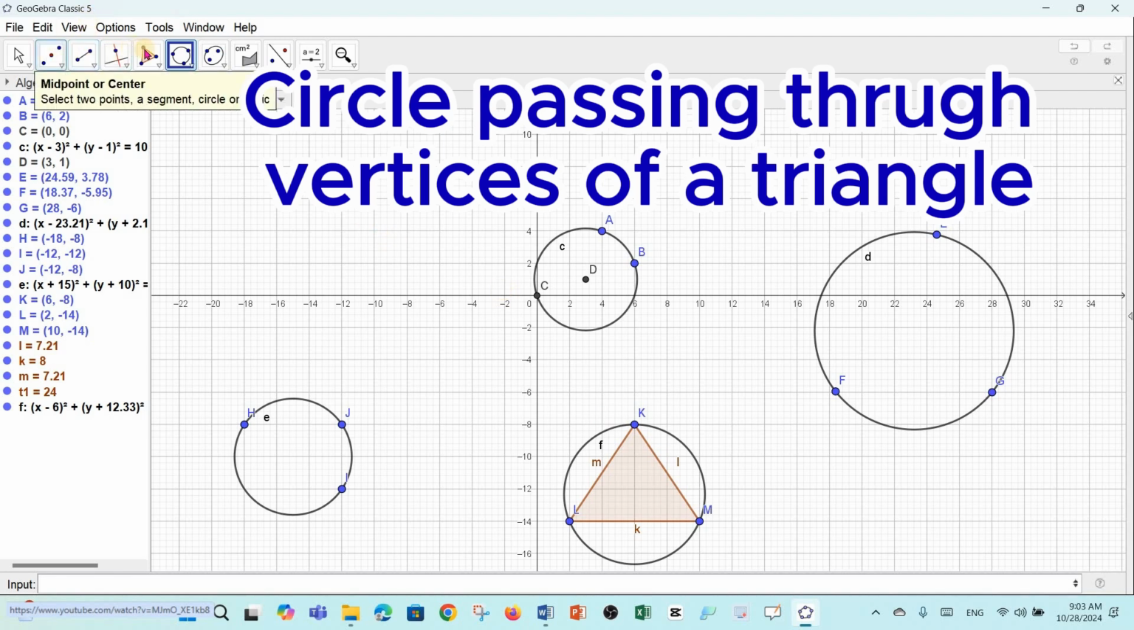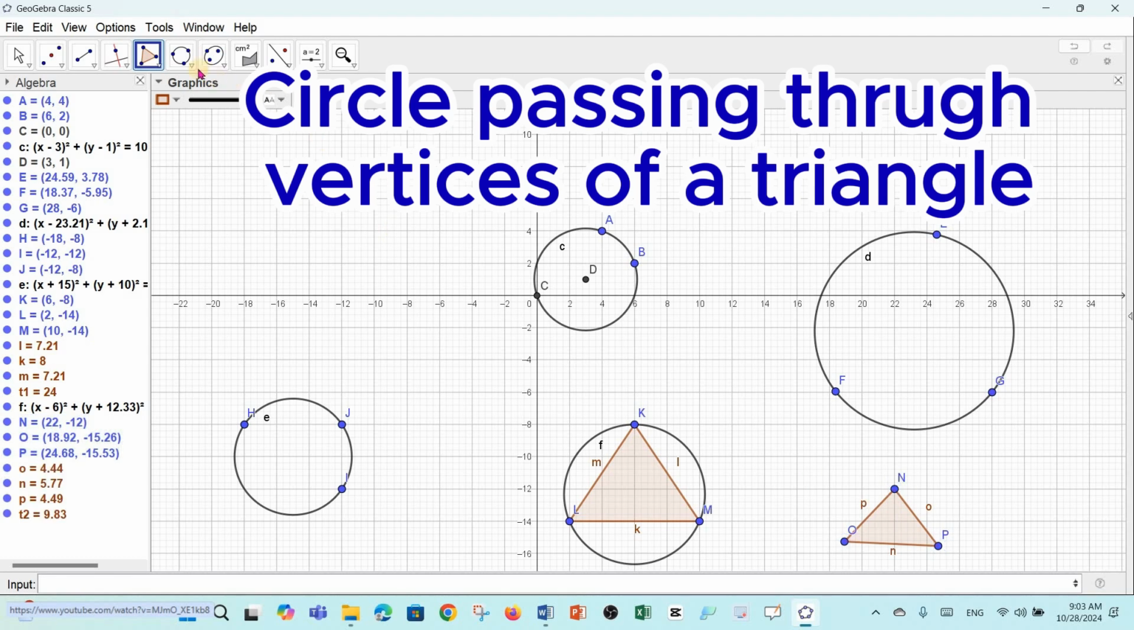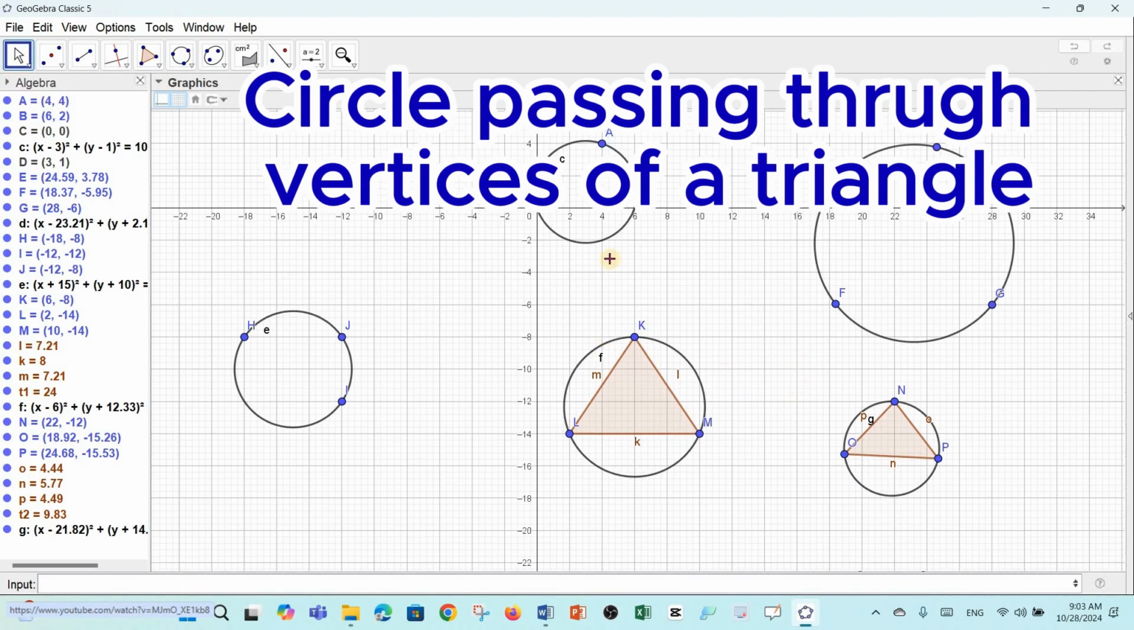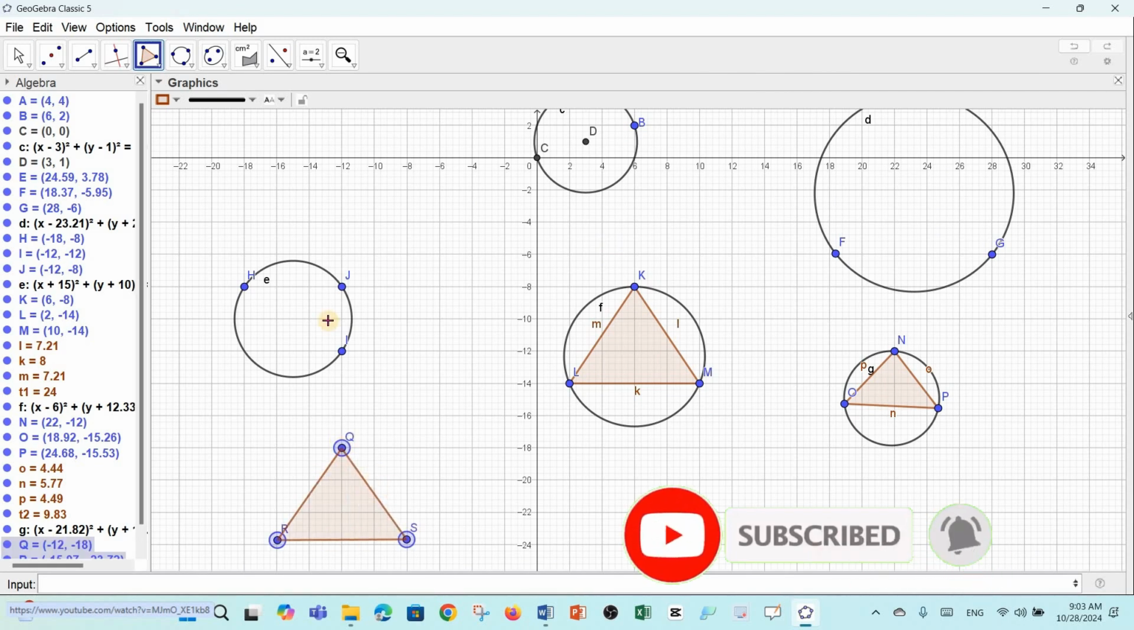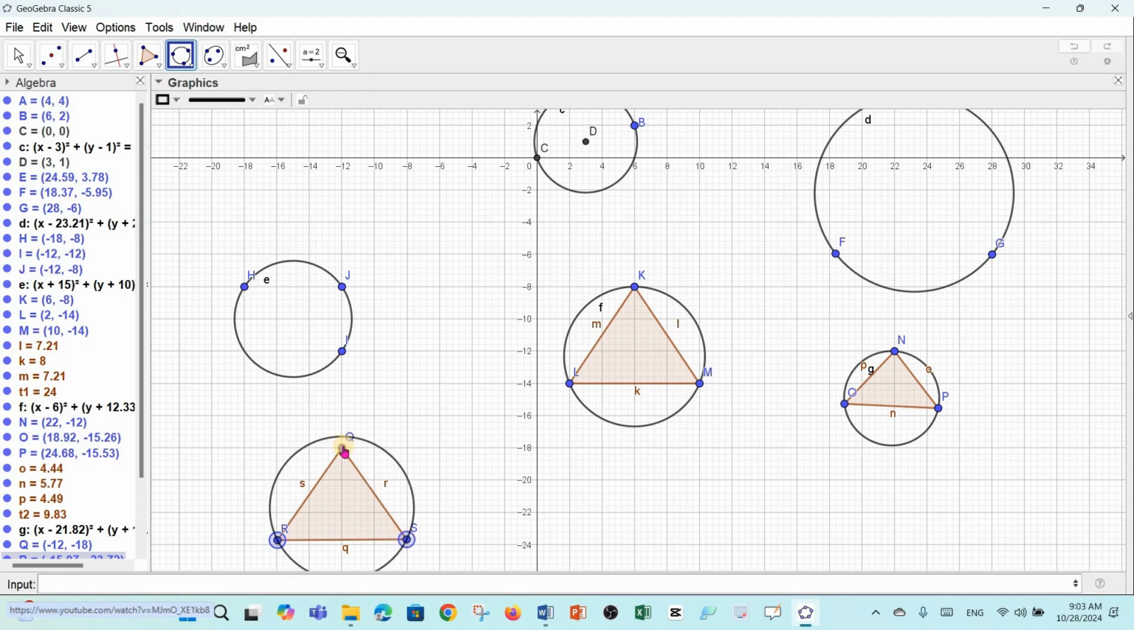Like this, we have a polygon, a triangle, and we want a circle passing through 3 points. Then click on the points one after another, anywhere, in any direction. Just click on 3 points in any direction. It doesn't matter, any points. Again, we have a triangle, and we want a circle passing through 3 points.